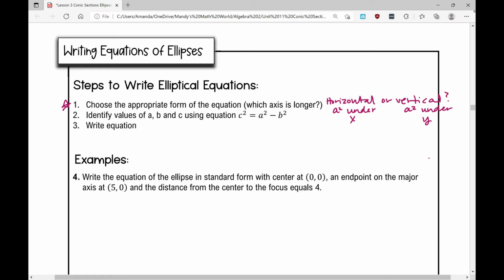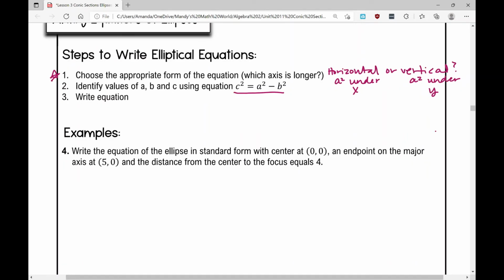The next thing we're going to do is identify the values of a, b, and c using this equation. You really only need the values of a and b to write an equation, but sometimes you're not given the a or b value. You're given the c value, and you need to use this equation to find the missing value. Then we'll write the equation. So let's look at example number 4.